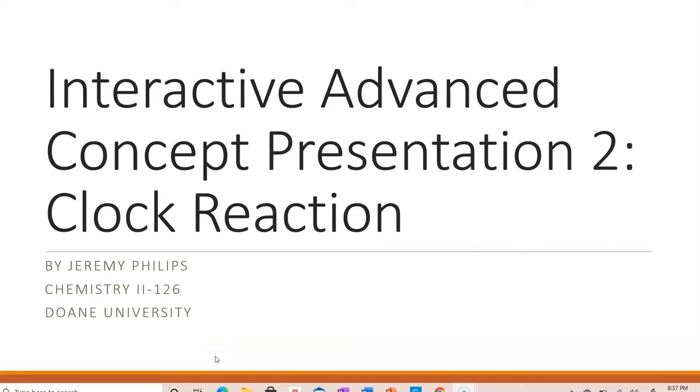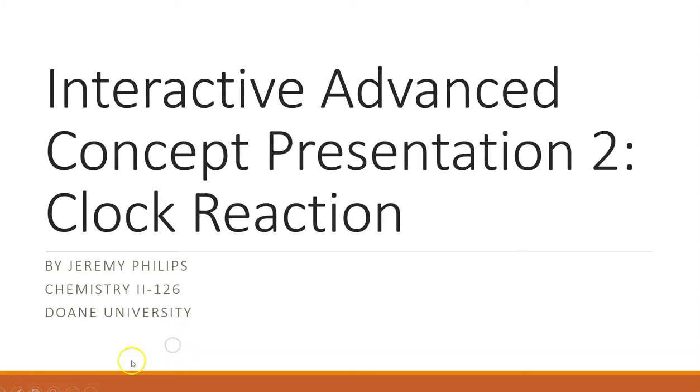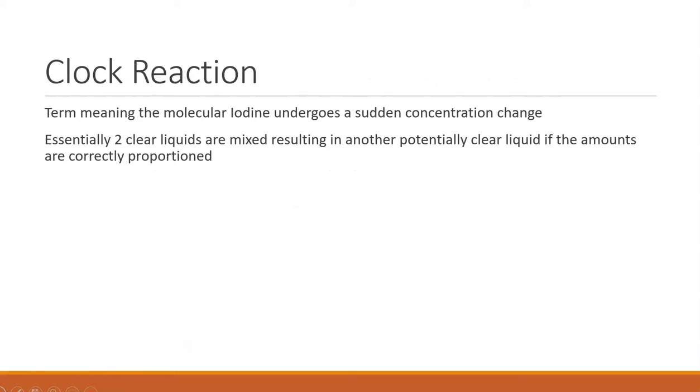Good evening. This is my interactive advanced concept presentation 2, clock reaction. To start off, a clock reaction is simply a term meaning the molecular iodine undergoes a certain concentration change. Essentially, two clear liquids are mixed, resulting in another potentially clear liquid if the amounts are correctly proportioned, which does play a role.